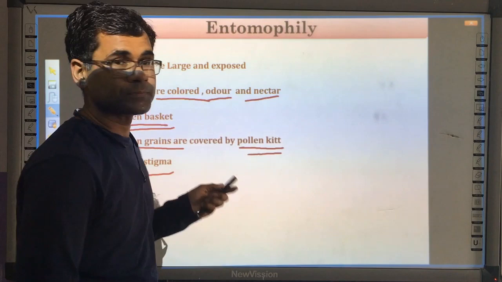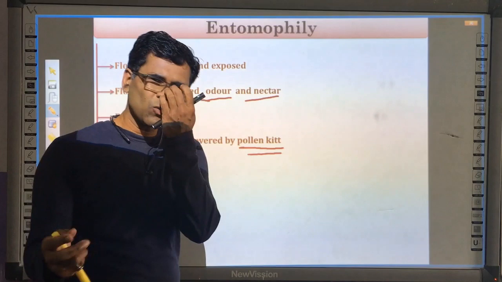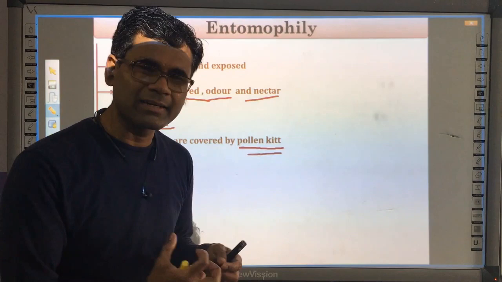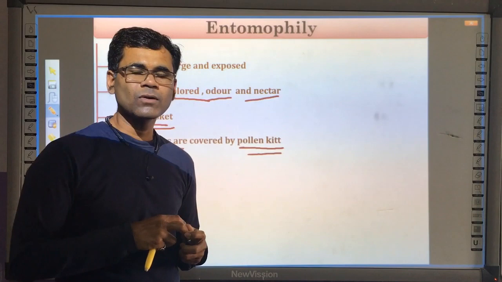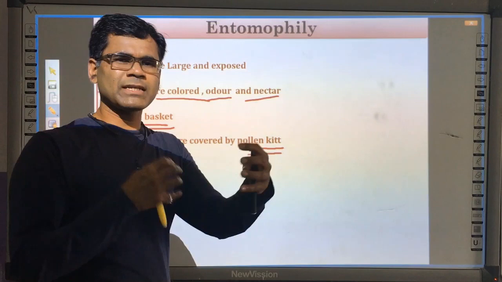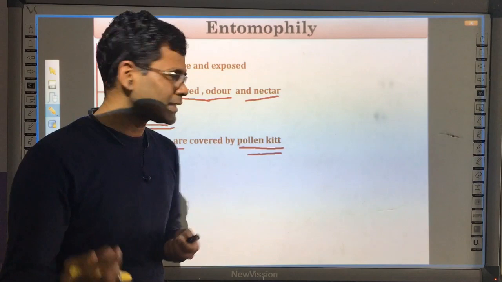Insects do not depend only on nectar or scent, and are not always attracted toward a flower just because of color. But there are multiple other modifications, there are multiple other symbiotic relations which take place between flowers and insects. So let us take such examples one by one.